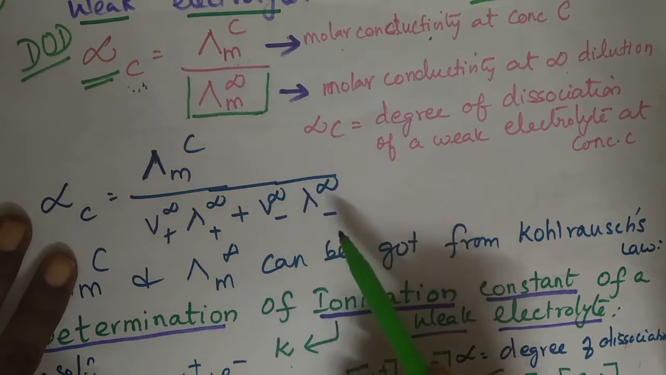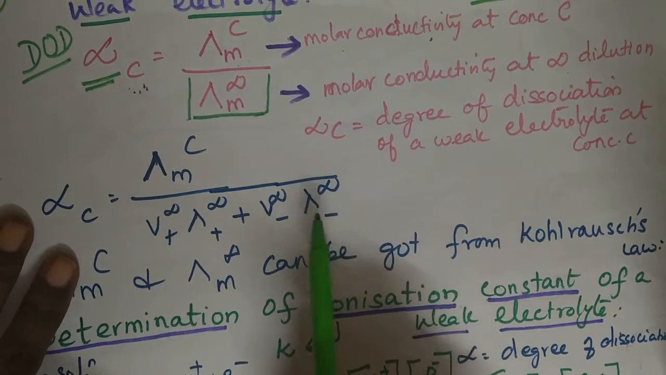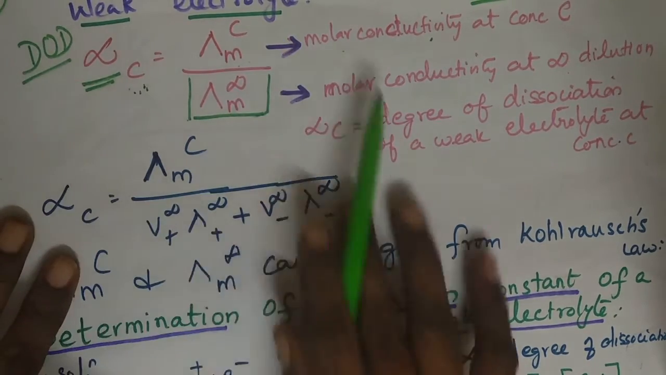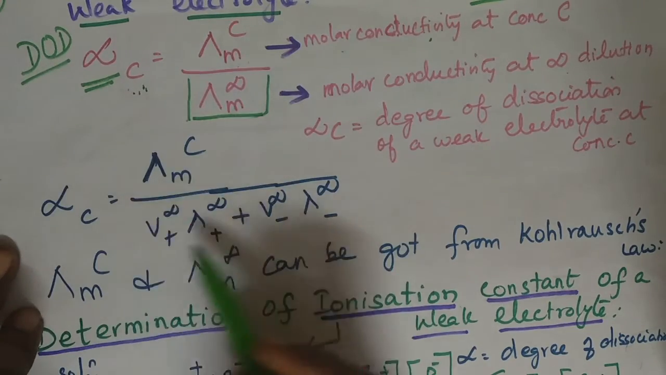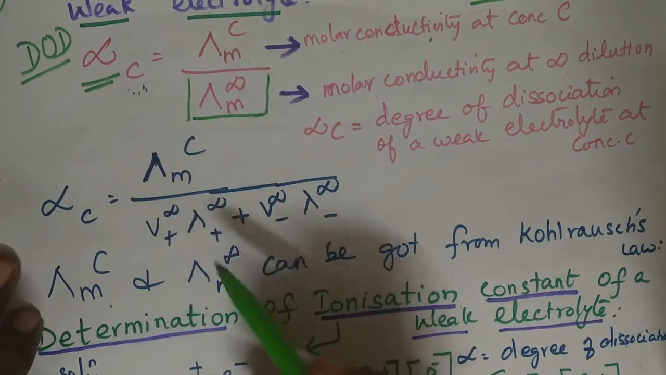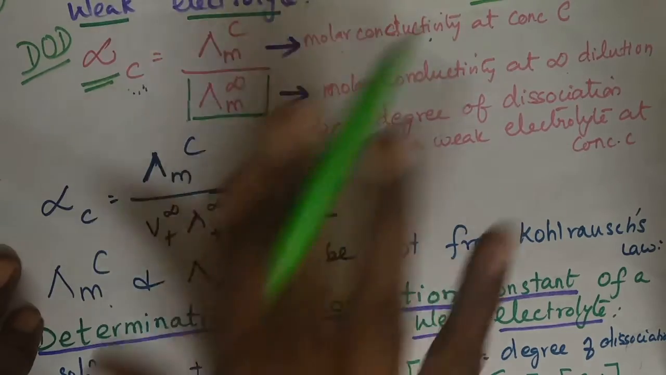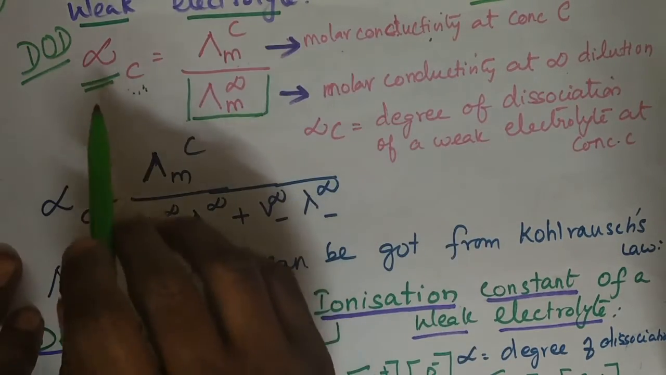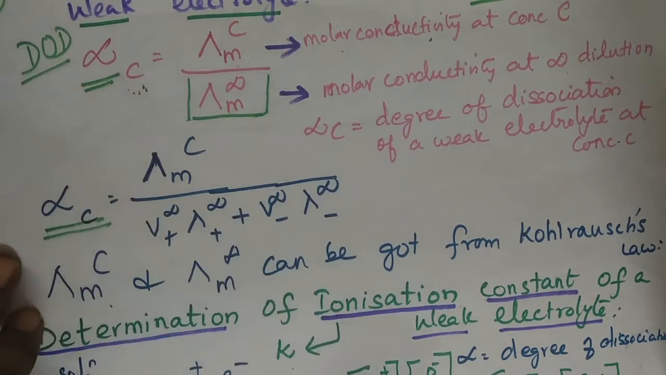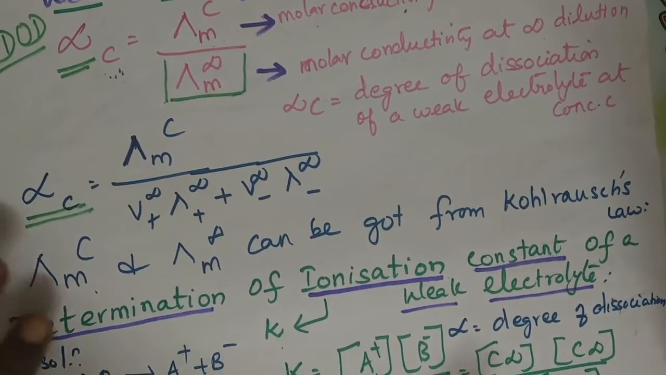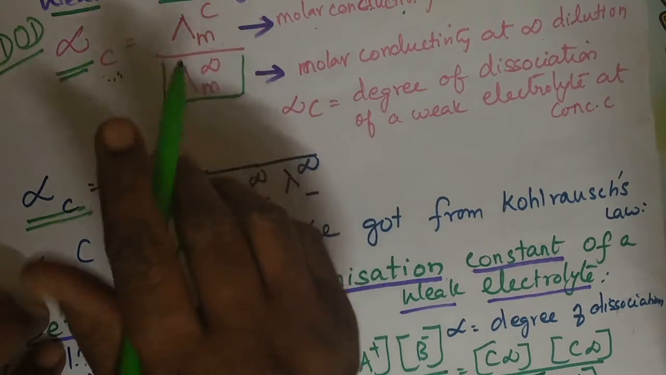So V minus infinity into lambda minus infinity, so that you get the value of lambda m. That is, you will get lambda mc and lambda m infinity, both of which you will find out from the formula of Kohlrausch. Now you are getting the alpha c here. So alpha c can be calculated by knowing this formula. Is it clear? So please note down that this is the formula.